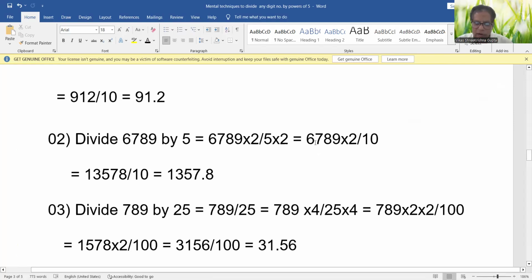So 4, before writing 4, I see the next number is 8. So I write 4 plus 1, 5. Now 8 into 2 is 16. So before writing 6, I see the next number 9. It is again a carry number. So instead of writing 6, I will write 7.